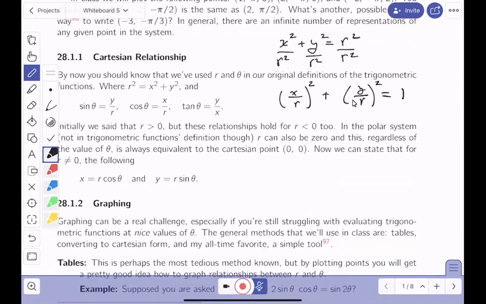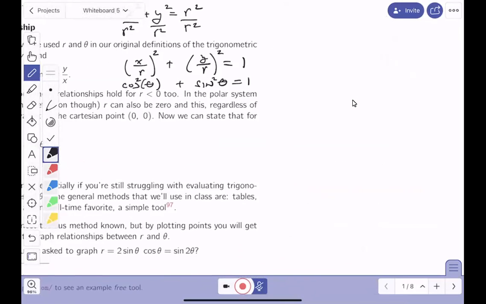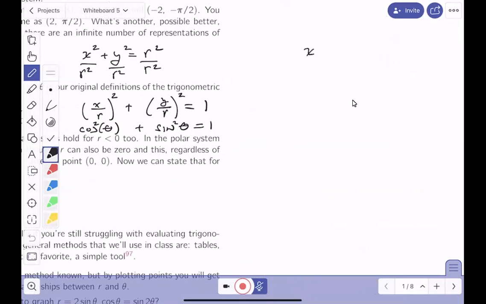All right, and what I mean by that, that's what you did in Math 120. The definition of x over r is cosine of theta in standard position squared, and y over r is the definition of sine of theta squared, and that equals 1. Pythagorean identity. So, let me write this on the side for you, and I'll write down one thing at a time. So we know that x squared plus y squared is equal to r squared.